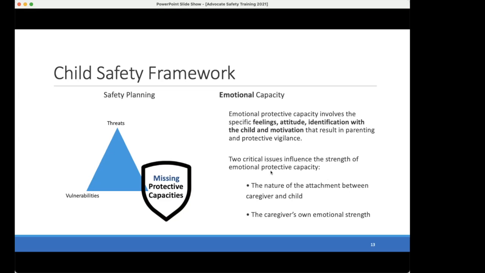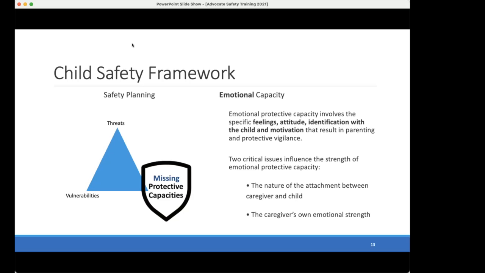The last one is the emotional capacity. And emotional protective capacity involves the feelings, attitude, identification with the child, and motivation that results in parenting and protective vigilance. There are two critical issues that influence the strength of emotional protective capacity. The first one is the nature of the attachment between the caregiver and the child. I desperately need to change this slide.